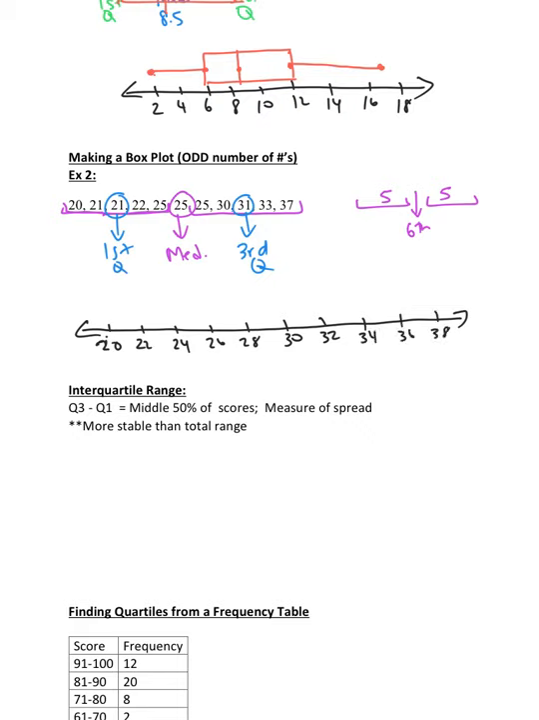I'm going to put a dot over each of the important values. So I'll put a dot over the minimum 20, a dot over 21 for the first quartile, a dot over 25 for the median, a dot over 31 for the 3rd quartile, and a dot over 37 for the maximum. Put a box around from 1st quartile to 3rd quartile, and a line for the median.